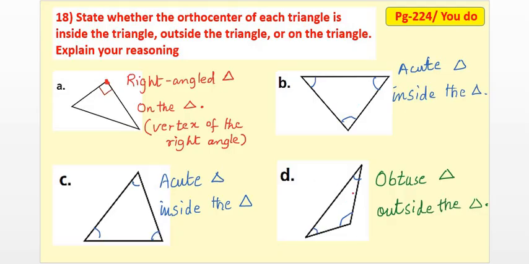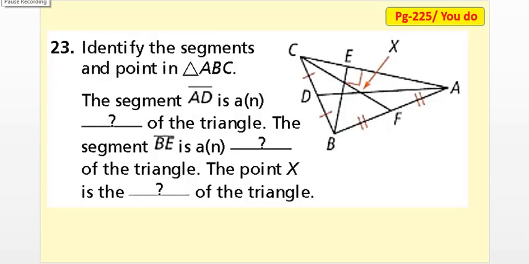And now for the D part, as you can see here, I have mentioned that these two are acute angles and this is an obtuse angle. It's more than 90 degrees. In this case, the orthocenter will lie outside the triangle. Clear? Question number 23, it says identify the segments and point in triangle ABC.